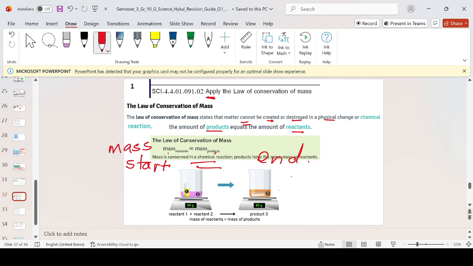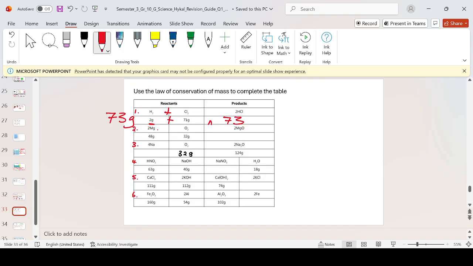Okay, let's go to number 2. Magnesium. Mg means magnesium. When you look at your periodic table, it's 48. Reacts with oxygen. Reacts means I say plus. 48 plus 32. I have 80 at the beginning, 80 grams. What will be the mass at the end? The mass should be equal. So here it's also 80 grams. Mass of the reactants equals the mass of the products.